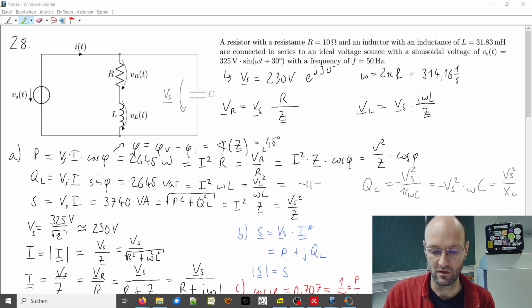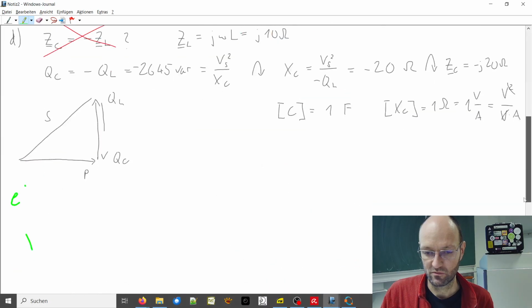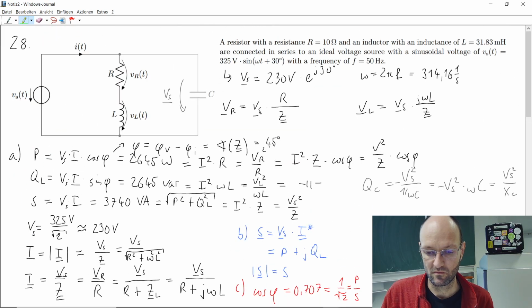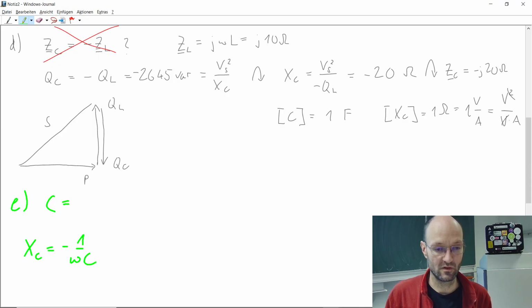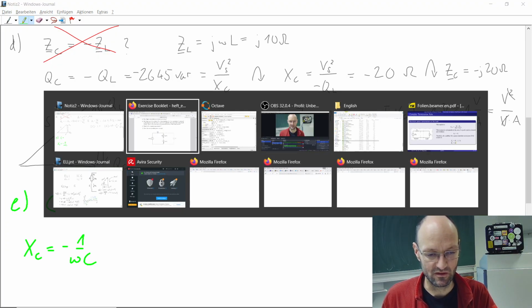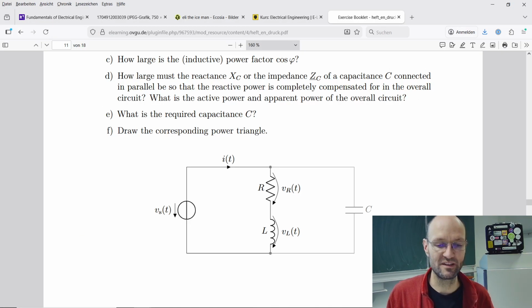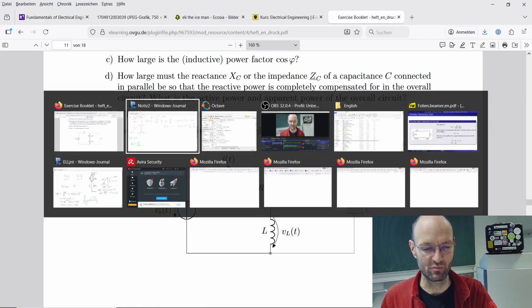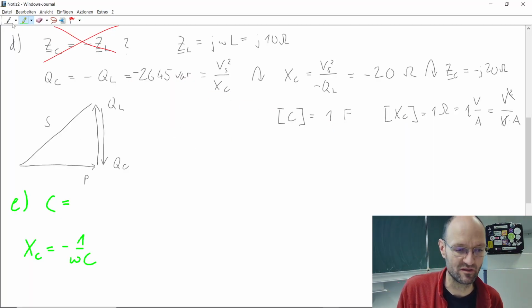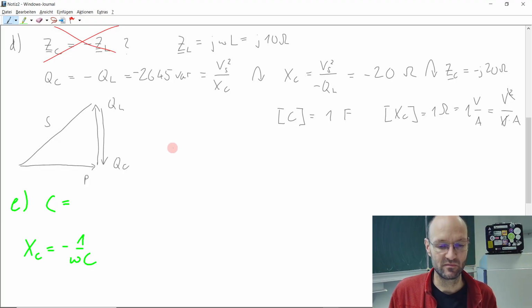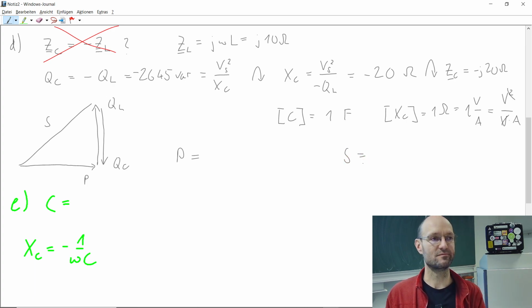Oops, so I need to go to the second page. There's a part in D that we haven't solved yet. Oh, what is the active and apparent power of the overall circuit? Very good point. So we need to go back to subtask D. And yeah, we want to find P and we want to find S. So how large is P? How large is S?